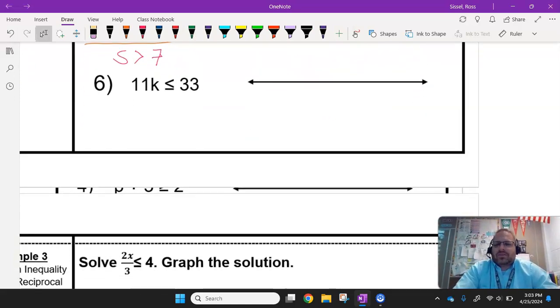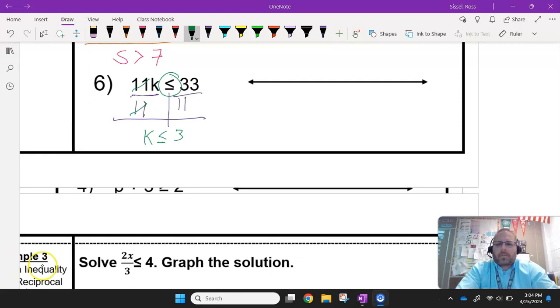11k is less than or equal to 33. What do you think? Okay, here is my work. Because we were timesing by 11, we divide each side by 11, and we get k is less than or equal to 3. Let's go ahead and graph it.